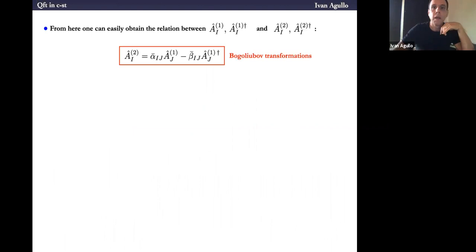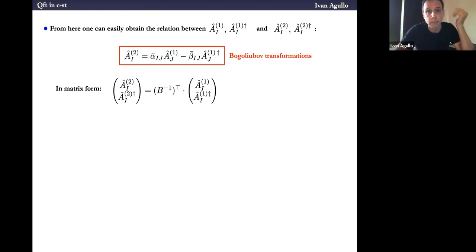Okay, from this relation between bases, one can easily write a relation between Florian's annihilation and creation operators and mine. They are given by the same coefficients, just with some conjugates and minus signs. So this box is important because it tells us how creation and annihilation variables for these two different choices relate to each other. It is called a Bogoliubov transformation. In matrix notation, this matrix is just B minus one transpose, if that is easier to remember for you.